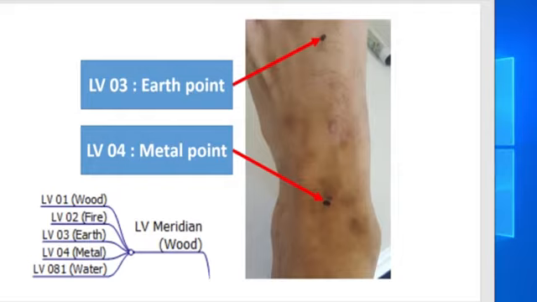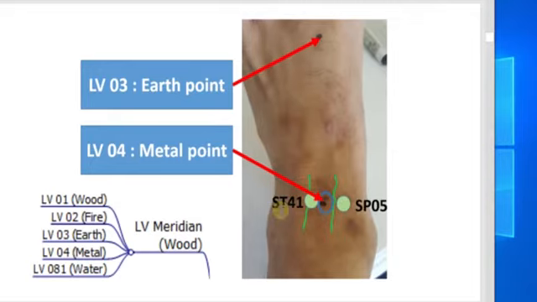Next one is the metal point, LV4. How can you find this point? If you raise your foot, there are 2 big tendons that come up. Beside it is SP5, which you will learn later. And this one, the shallow point just across the tendon, is LV4, the metal point. The next one here is ST41.